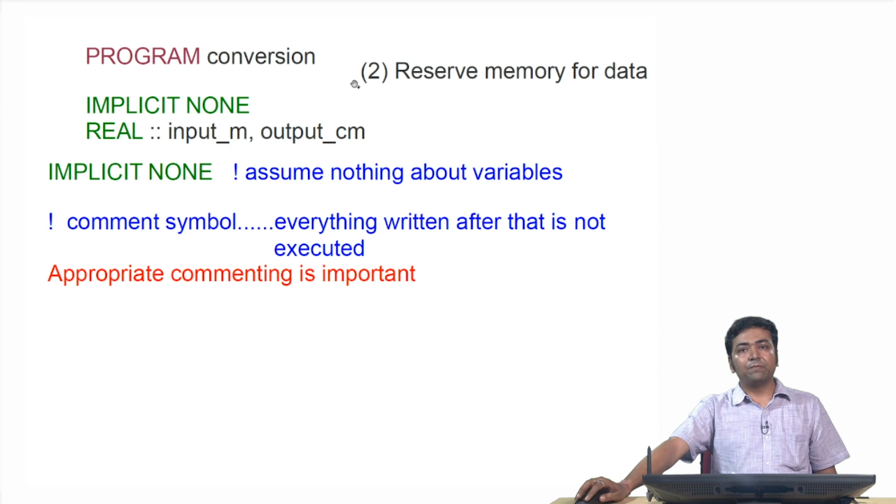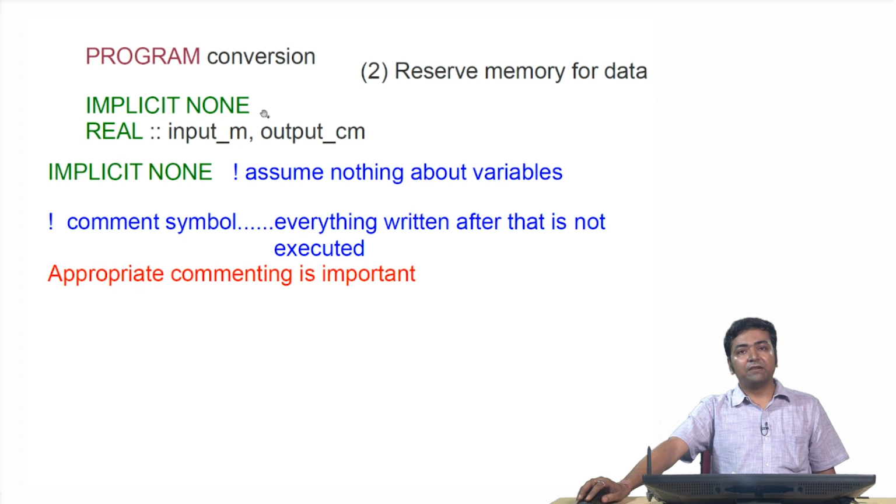Now, in the second step, as I mentioned, we reserve memory for data, and this is done in the following way. I have used two Fortran lines here. The first is called implicit none, and the second is this type of Fortran thing which is called real.